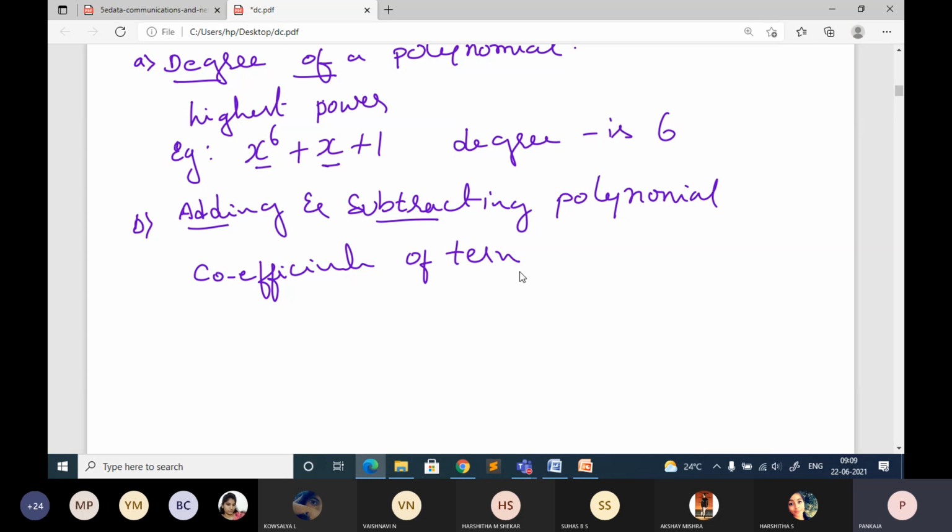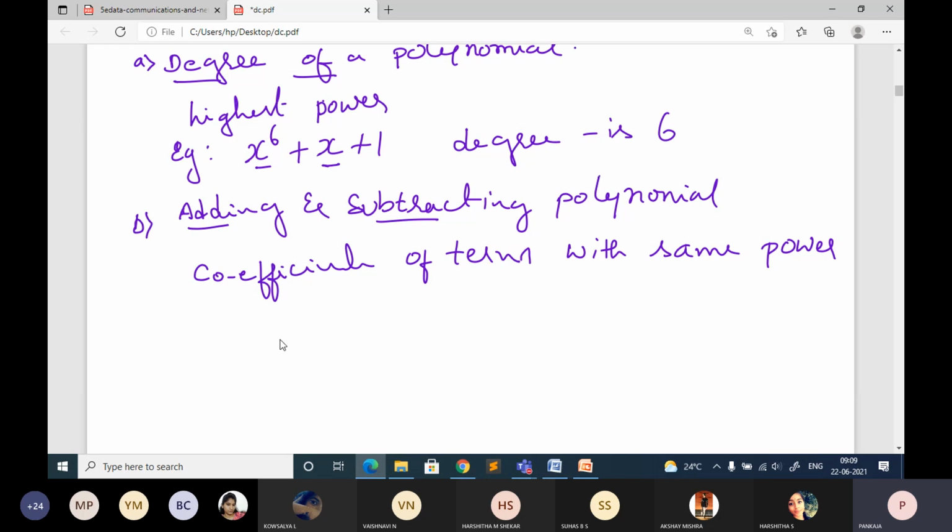When you are adding coefficients, you need to check the terms that have the same power. You're going to add the polynomials with the same power. When you have two polynomials, check which terms have the same power. You need to either add or subtract the coefficients. That is how you're going to do it.